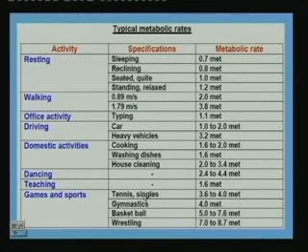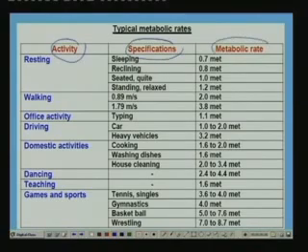This table shows typical metabolic rates. Here we have the activity, then the specifications of the activity and the metabolic rate. And as I said, the metabolic rates are expressed in the units of met. For example, if a person is resting, let us say he is sleeping, then the metabolic rate is about 0.7 met. If he is reclining, then the metabolic rate is about 0.8 met.